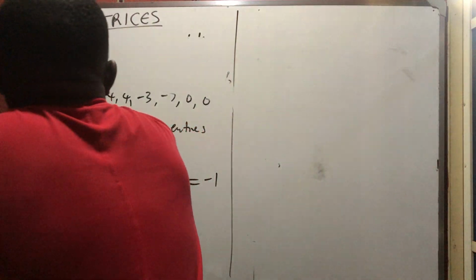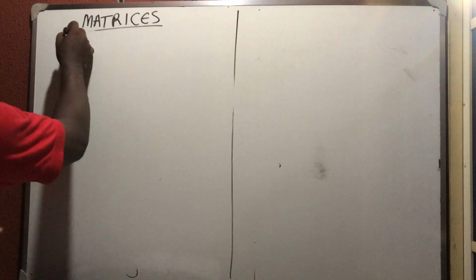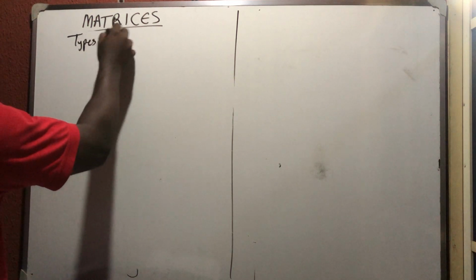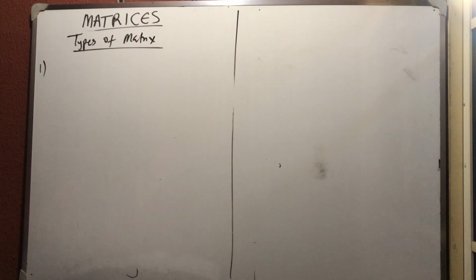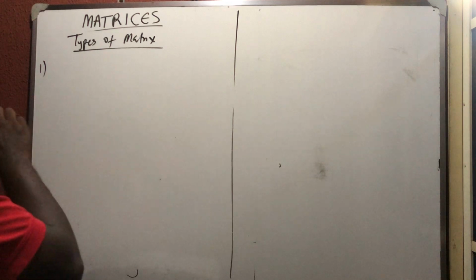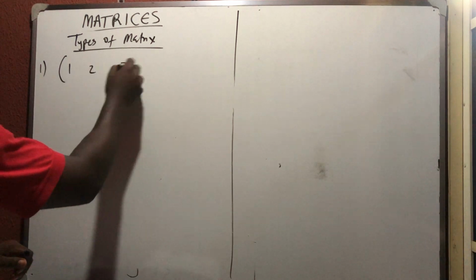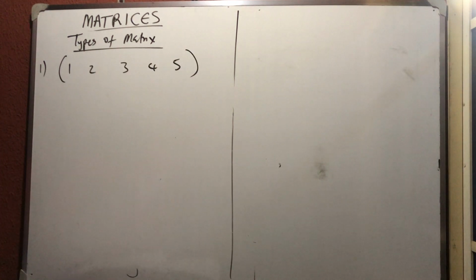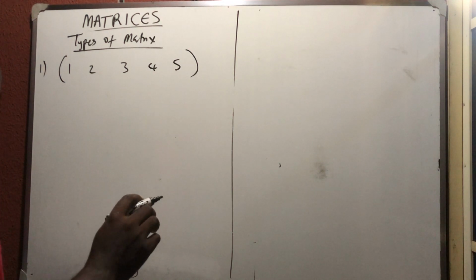So let us continue. Types of matrix. The first one is called the row matrix. What do we mean by the row matrix? A row matrix is a matrix that has just one row. For example, if I have something like 1, 2, 3, 4, 5, we call this a row matrix because it has just one row. So you need to know that the row is 1.